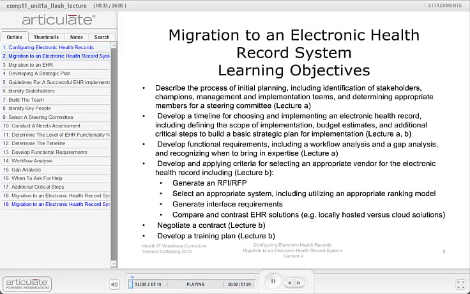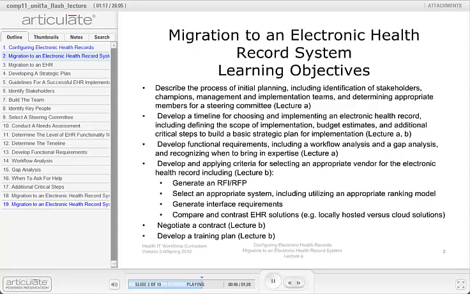The objectives for Migration to an Electronic Health Record System are to describe the process of initial planning for migration to an electronic health record, EHR, including identifying stakeholders, champions, management and implementation teams, and determining appropriate members for a steering committee. Develop a timeline for choosing and implementing an electronic health record, including defining the scope of implementation, budget estimates, and additional critical steps to build a basic strategic plan for implementation. Develop functional requirements, including a workflow analysis and a gap analysis, and how to recognize when external expertise is needed.